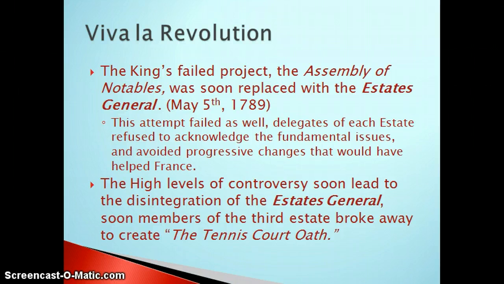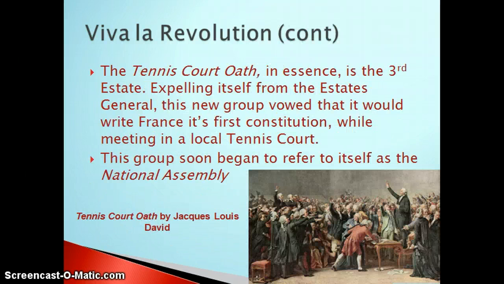This last point, Tennis Court Oath, very key as well. It's going to be covered in the next slide. The Tennis Court Oath, in essence, is the Third Estate expelling itself, or being expelled, depending on which way you look at it, from the Estates General. This new group vowed that it would write France its first constitution. Here we go, representative government.